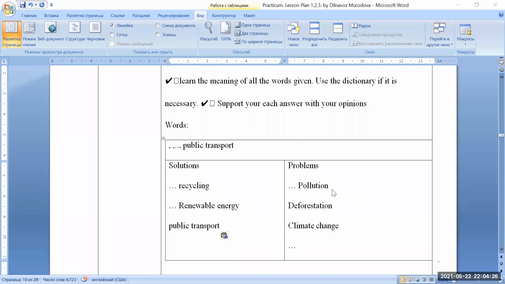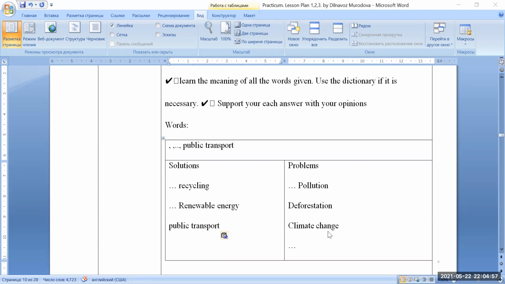Let's speak about pollution. It is a problem. Deforestation. We have already spoken much about pollution, that's why deforestation. What is deforestation? Who wants to speak about deforestation? It's cutting down trees, too many trees. Why is it a problem? Because trees give us air, fresh air.